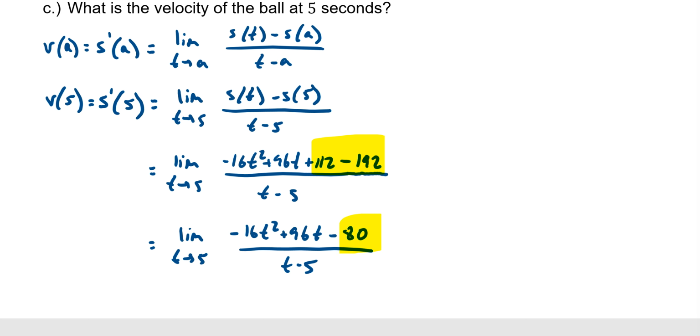So we did all that work. Hopefully it wasn't too much. We just used this definition, plugged in our a, which was 5, into everything, found s of t, which was the original function, evaluated s of 5, which was 192, simplified, and now all we have to do is evaluate this limit. And this is a rational function. So of course, when we try direct substitution, it's not going to work. We're going to get 0 over 0.